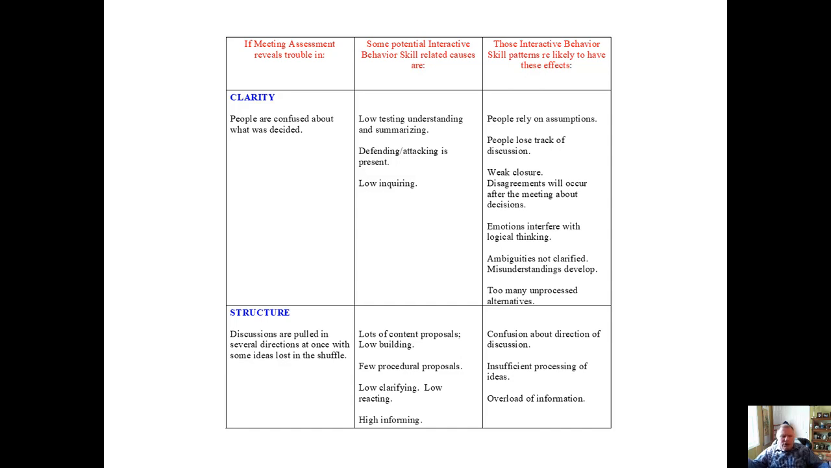Structure. Discussions are pulled in several different directions. Again, lots of content proposals, low building. You had a lot of ideas, but we didn't build on that. Few real solid procedural proposals. Low clarifying, low reacting, high informing, confusion about direction.